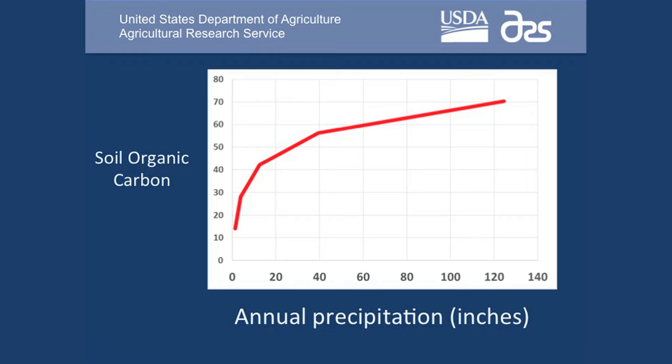As we get into 40 inches and 60 inches of annual precipitation, things start slowing down. But more rainfall, more soil organic carbon is what they find.